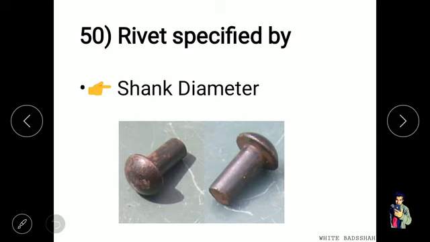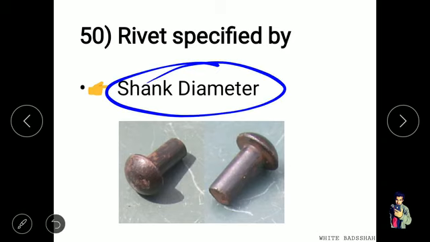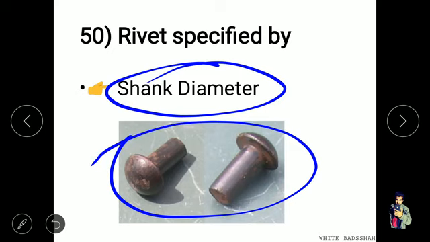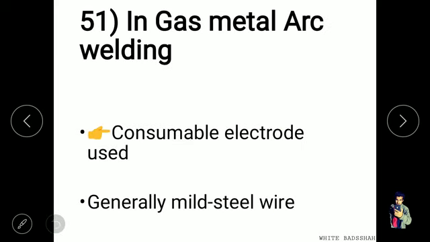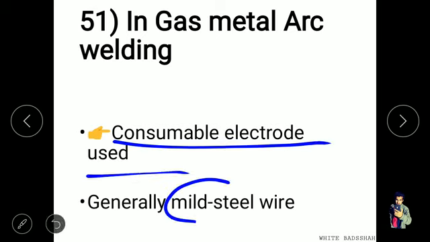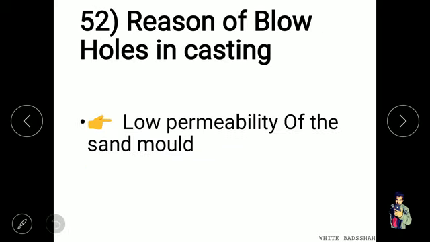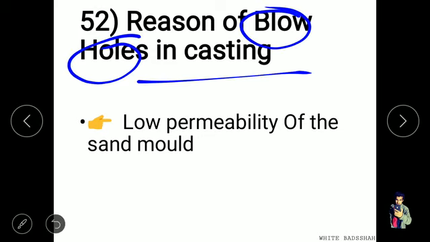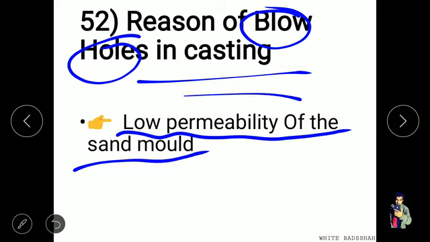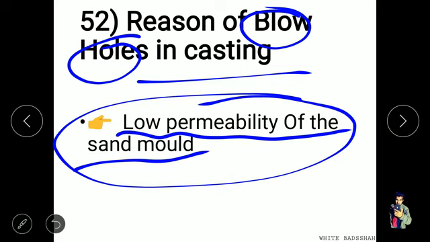Now the rivet is specified by shank diameter. This is an example image of a rivet. Now in gas metal arc welding, a consumable electrode is used, and generally mild steel wire is used as the electrode. Now the reason for blowholes in casting: the low permeability of the sand mold is the main reason for blowholes in casting.